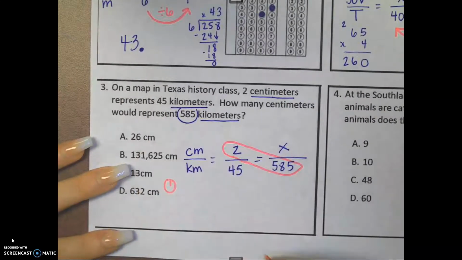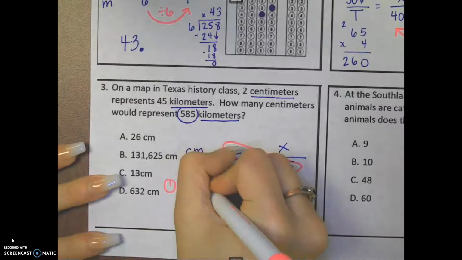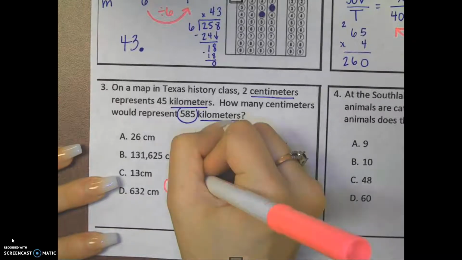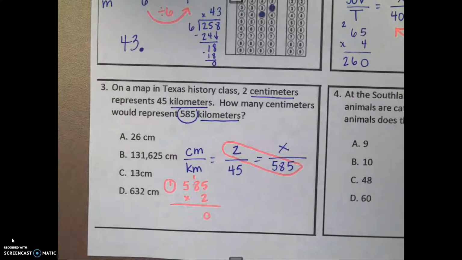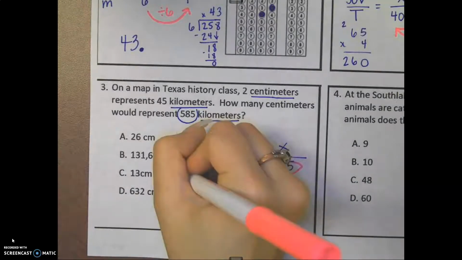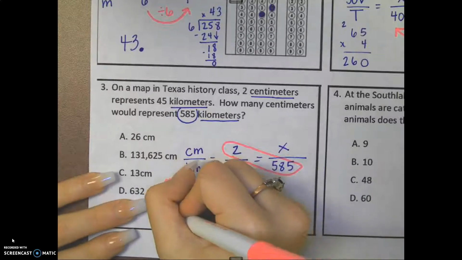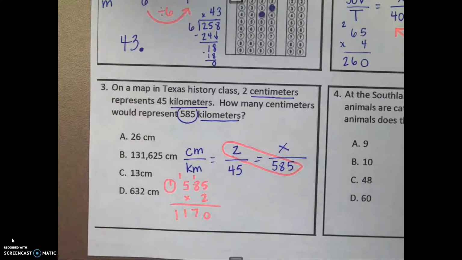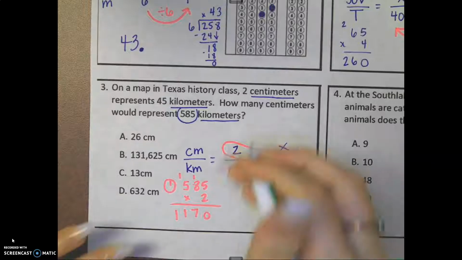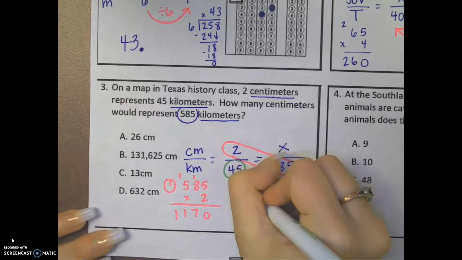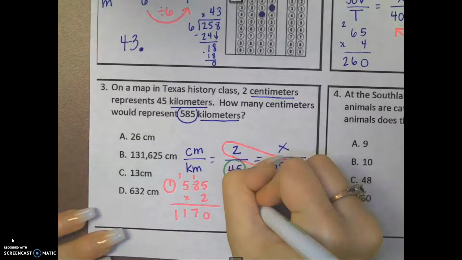Step 1, my bat, 585 times 2. 2 times 5 is 10. Carry the 1. 2 times 8 is 16, plus 1 is 17. 2 times 5 is 10, plus 1, 11. But now, we need to divide that by our ball, which is the number that is all alone by itself, 45. So 1170 divided by 45.